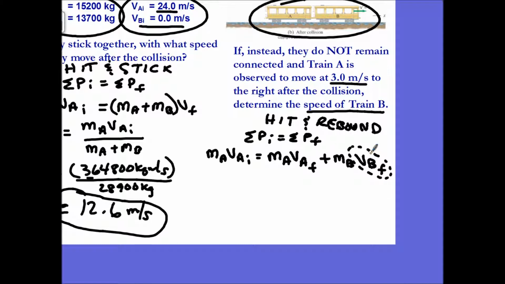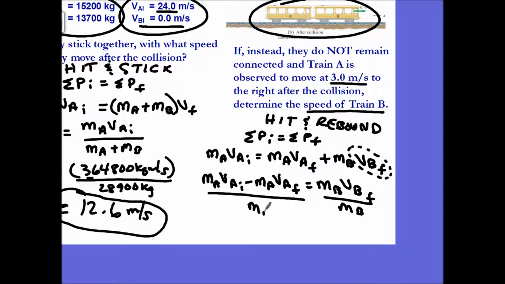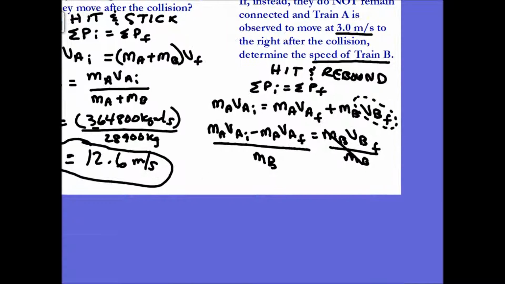Well, once I get that basic equation written, I'm going to go ahead and just do some algebra to write that solution out. MAVA final, subtracted from both sides, is MBVB final. If I divide both sides by MB, I have a way now of calculating VB final. It's just a ratio of MAVA initial minus MAVA final all over MB.